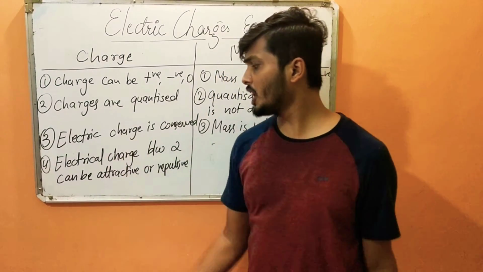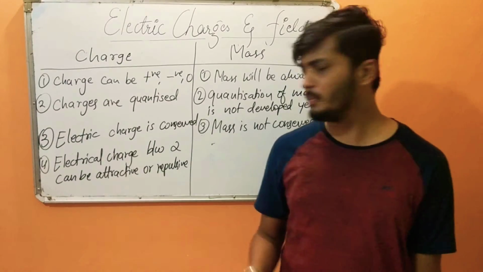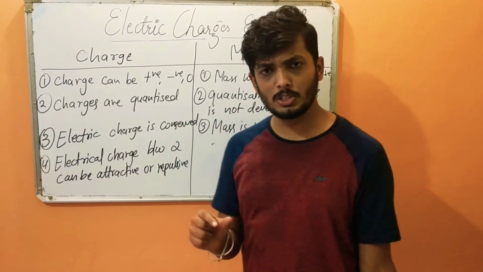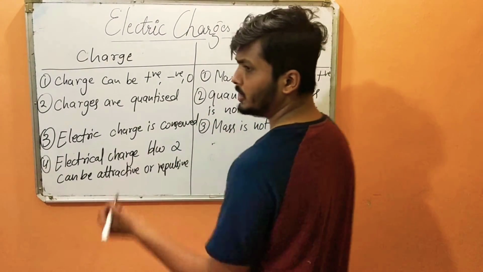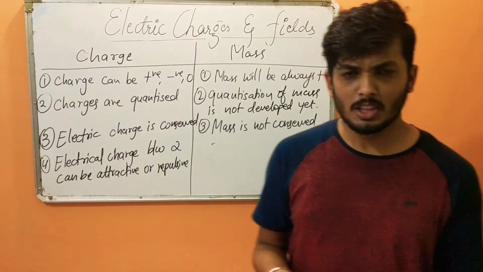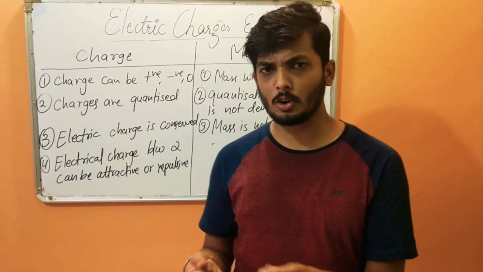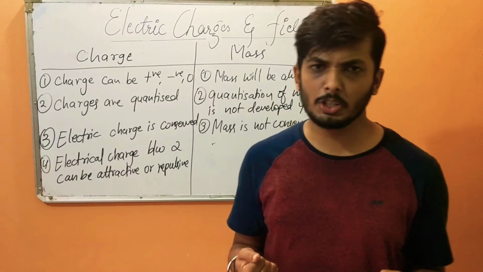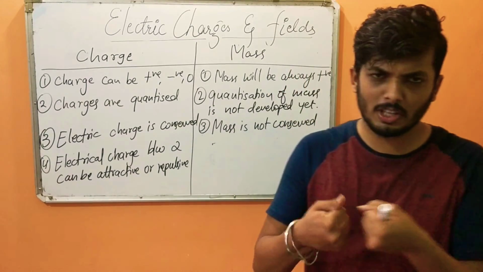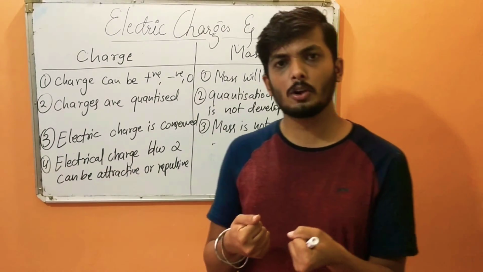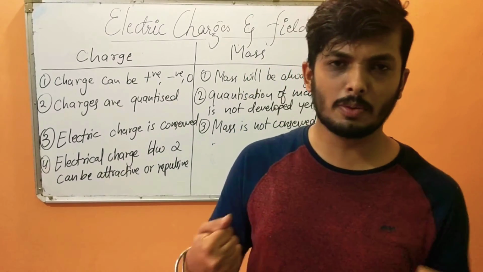Correct. Electric charge between two different charges can be either attractive or repulsive. Yes or no? Two different charges or two like charges also. Now if I take one electron with another electron, what will be the force between them? Obviously it will be a repulsive force, because two electrons, which are like charges, will always repel each other.